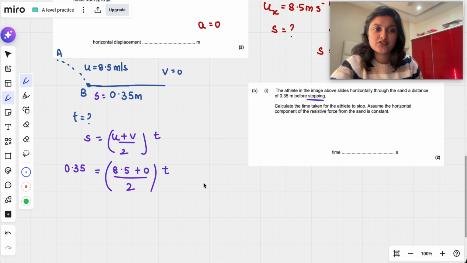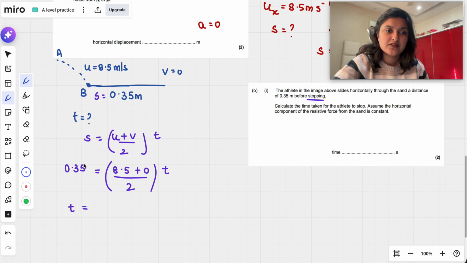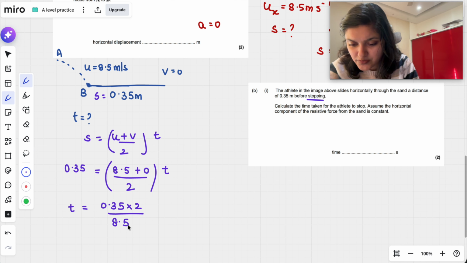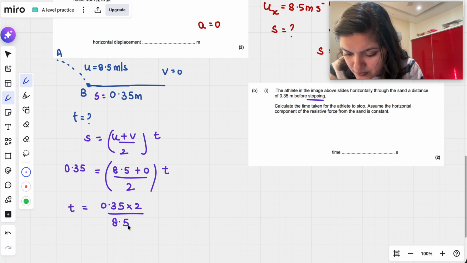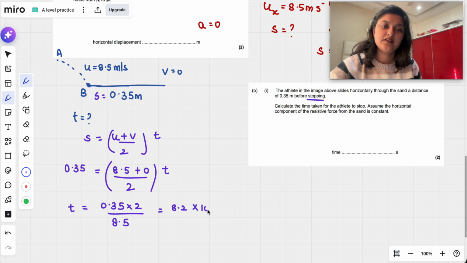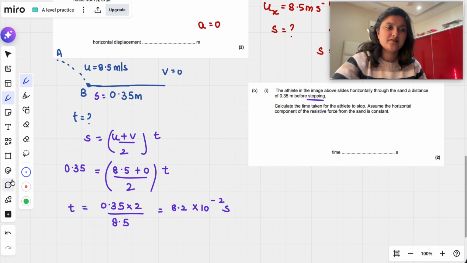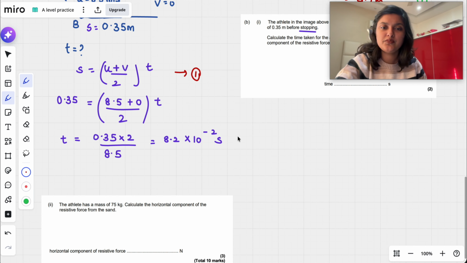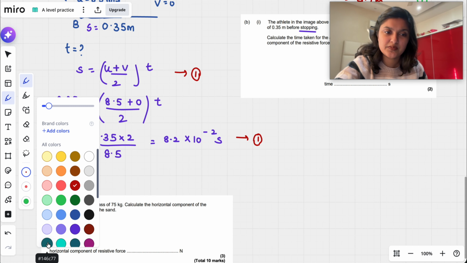So after doing the calculation, again you have to rearrange for time. So you'll multiply the equation by 2 and divide it by 8.5. So after doing the calculation for this, I'm getting 8.2 times 10 to the power of negative 2 seconds. Again, this is a 2-mark question. So 1 mark is for the formula and 1 mark is for correct answer. That's how you can get full marks in this one.